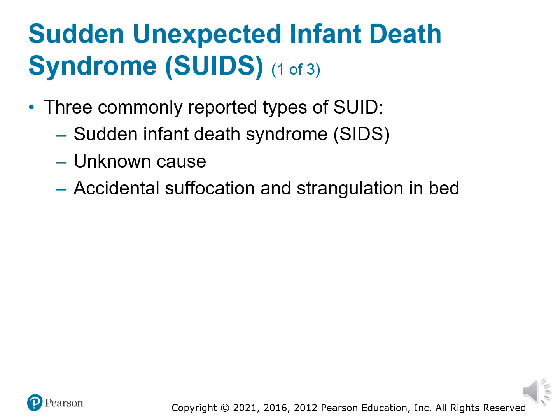Next is sudden unexpected infant death syndrome. So there's 3 commonly reported types of the SUIDs. The first one is sudden infant death syndrome, or we know it as SIDS. Another one is any unknown cause, and then the last one is accidental suffocation and strangulation in bed. So unless there is rigor mortis setting in, you should be doing everything that you can for that baby.